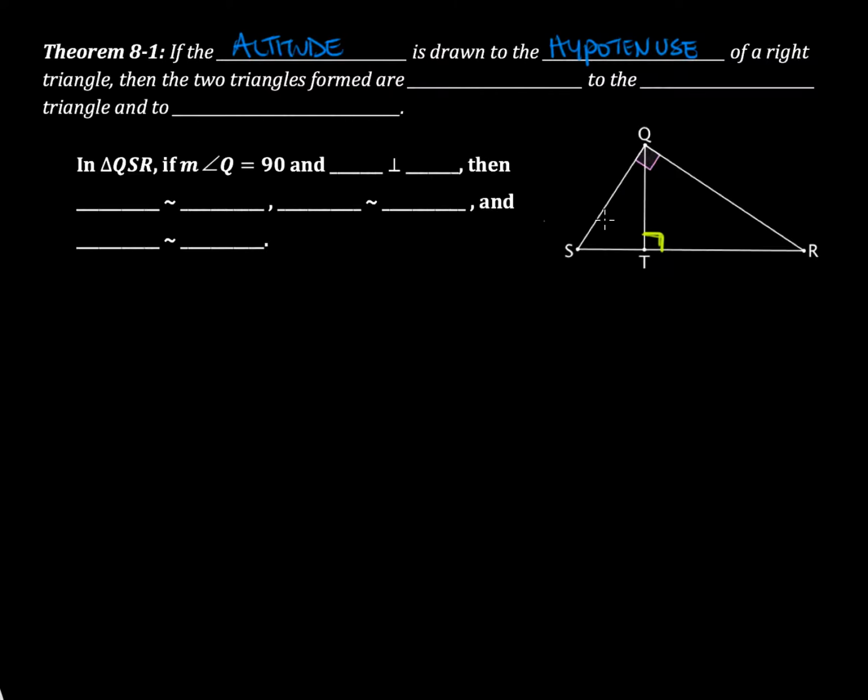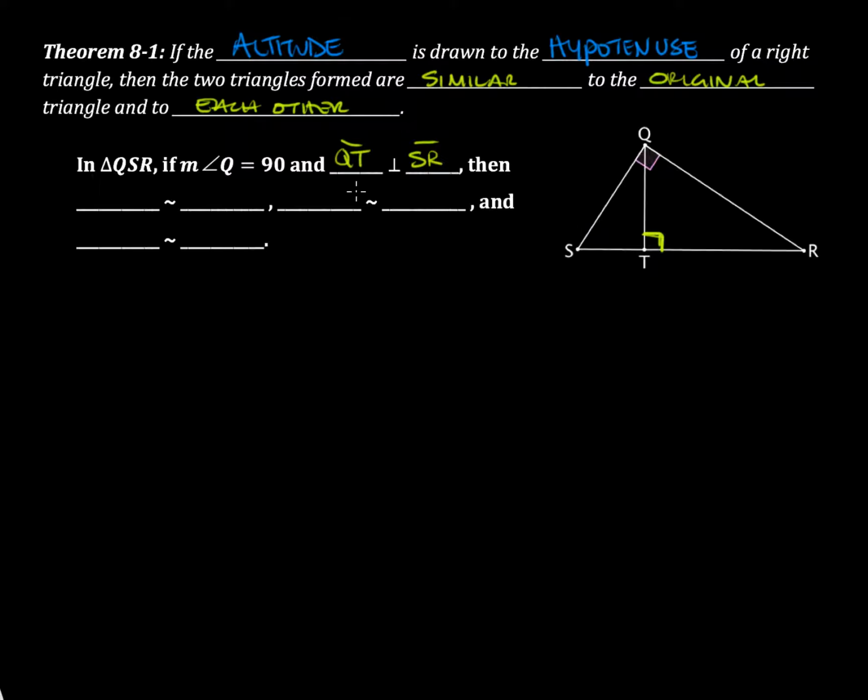So in this picture, we have triangle QSR, where angle Q is 90, and segment QT is coming down and is perpendicular to segment SR. In other words, this is the altitude. This is one of the altitudes of this triangle, the altitude that goes from the right angle down to the hypotenuse. When that happens, the two triangles that are formed, you can see here that there's clearly two new triangles formed. They are similar to the original triangle and to each other.